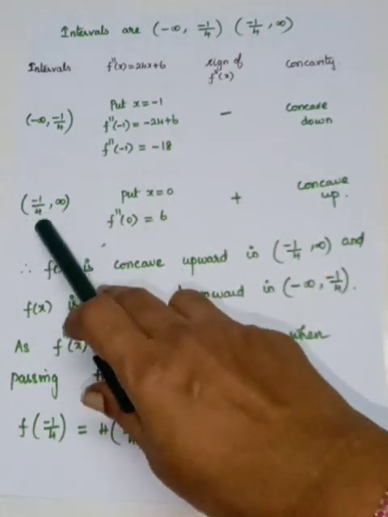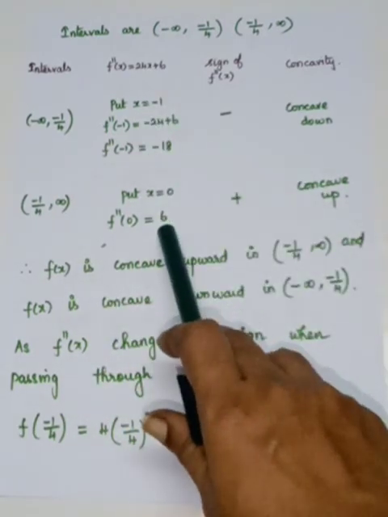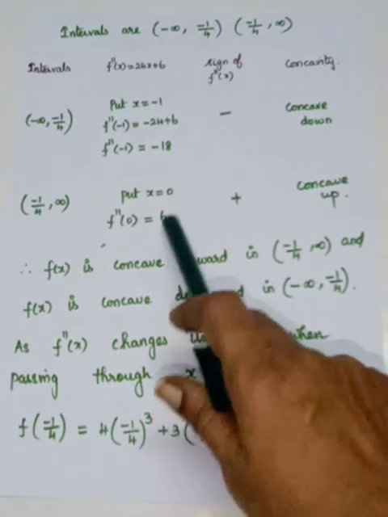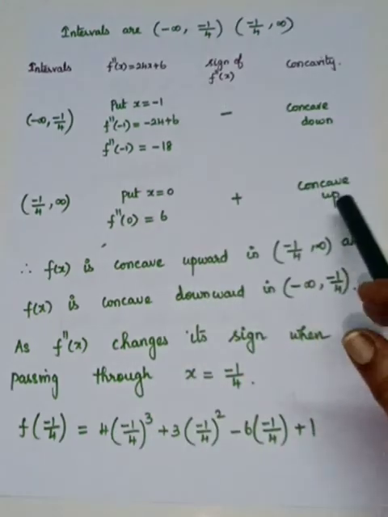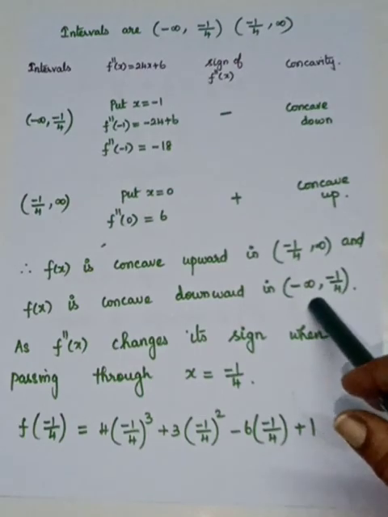So minus 1 by 4 to infinity, you can take x is equal to 0. If you substitute, it is 6. You have to substitute in f double dash of x. So it is positive, it is concave upward. So concave upward in this interval, concave downward is in this interval.